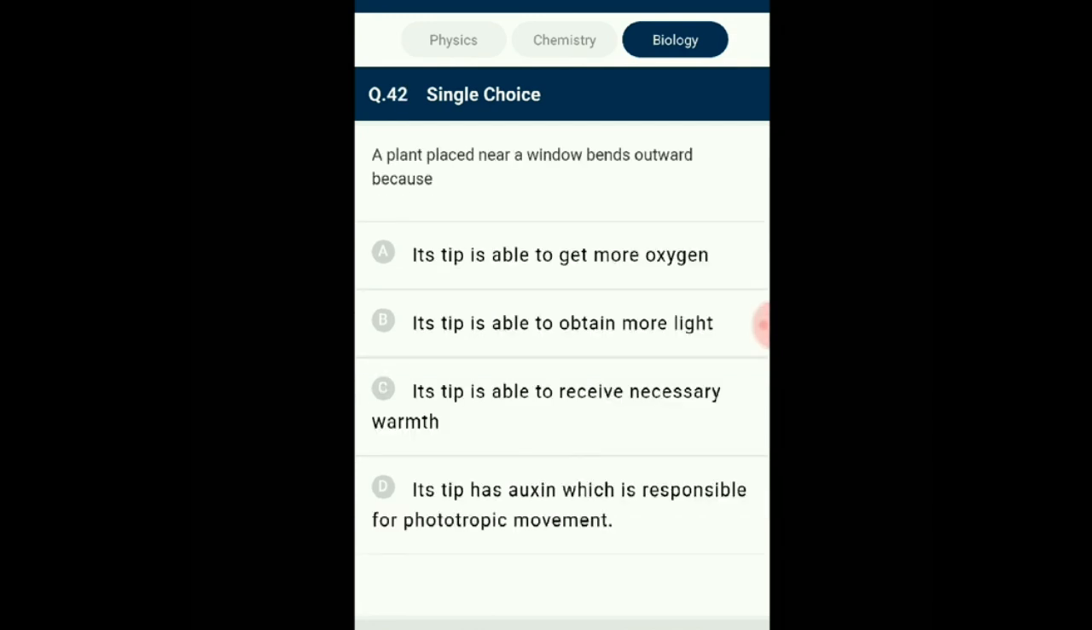Question number 42. A plant placed near a window bends outward because? The plant bends outward when placed near the window because of auxins, which are responsible for the phototropic movement. The auxin on the shaded side is higher than on the lighter side, and as a result, the cells on the shaded side elongate more than the cells on the illuminated side, and the tip bends outwards. So the answer is option D. Its tip has auxin, which is responsible for phototropic movements.